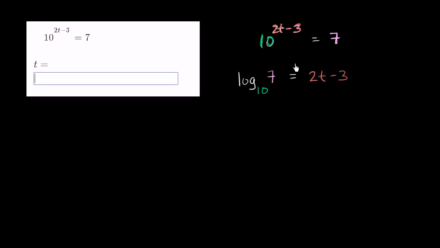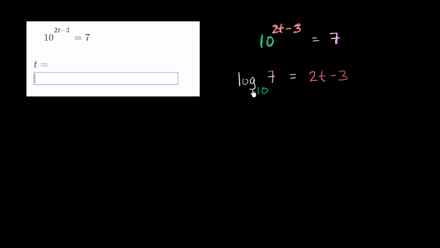Let's just make sure that makes sense. This is saying that the power that I need to raise 10 to get to 7 is 2t minus 3. Or 10 to the 2t minus 3 power is equal to 7. So these are equivalent statements. What this form does is it puts it into a form that it's easier to solve for t.